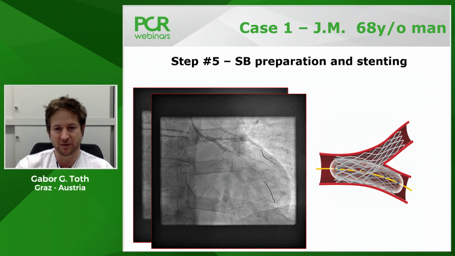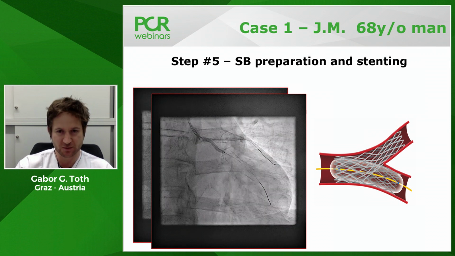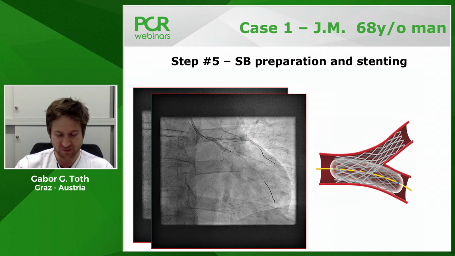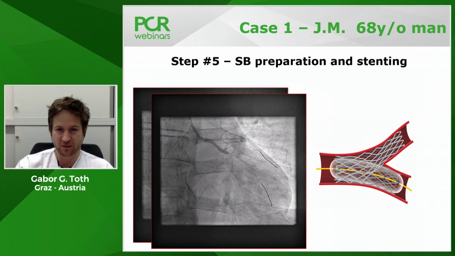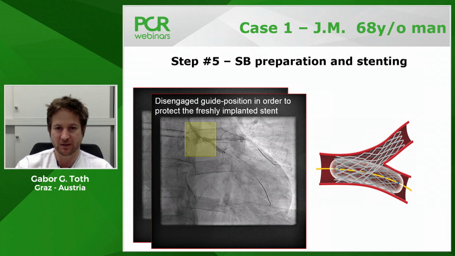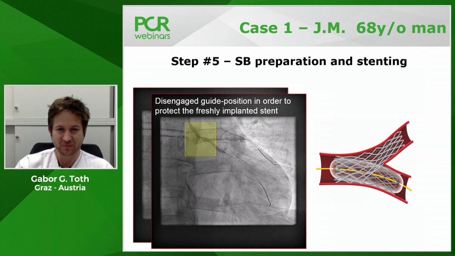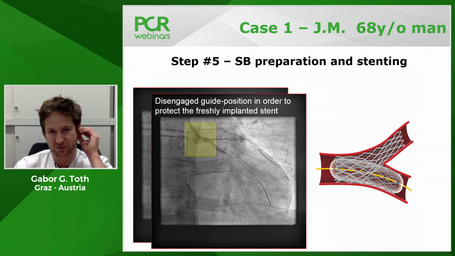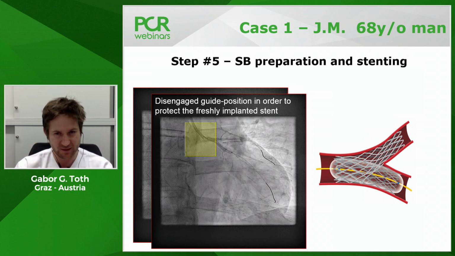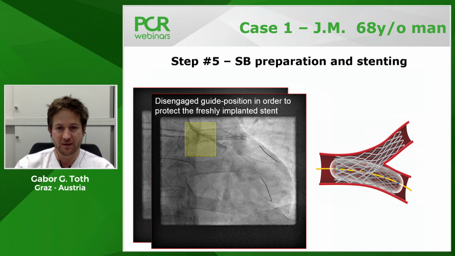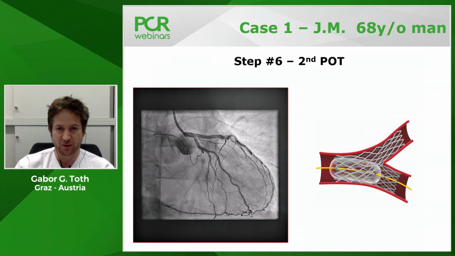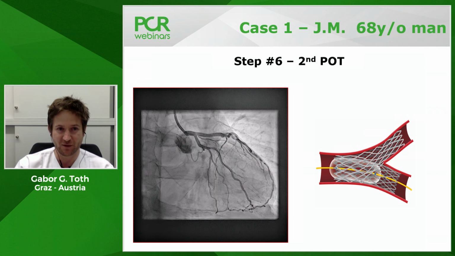We can argue whether the double layer could be shorter or not. I think, of course, as I mentioned before, you can make it even shorter in case. Again, the same story as at the beginning. We just repeat the steps of a provisional, but now in direction of circumflex. So disengage the guiding just to avoid longitudinal compression of the stent, and then perform proper the second part of this case.